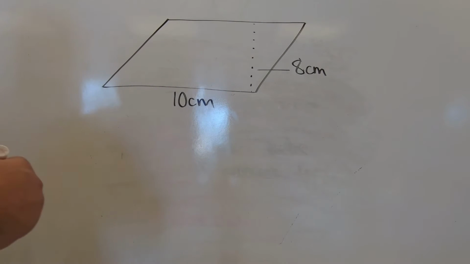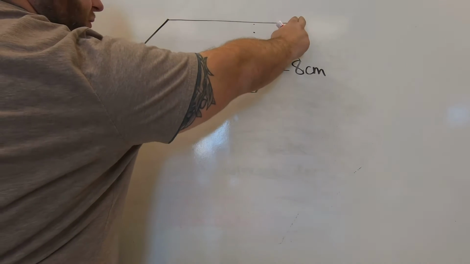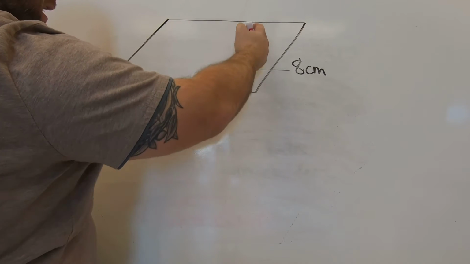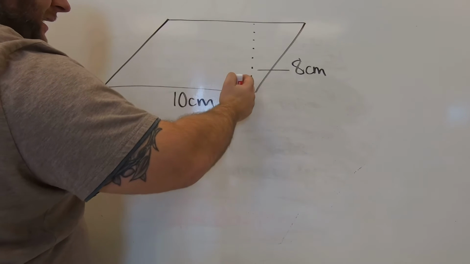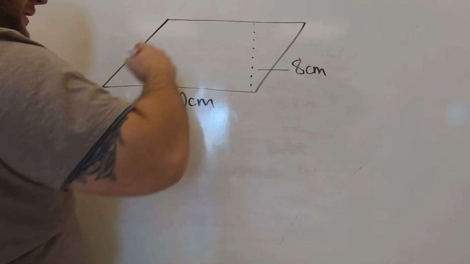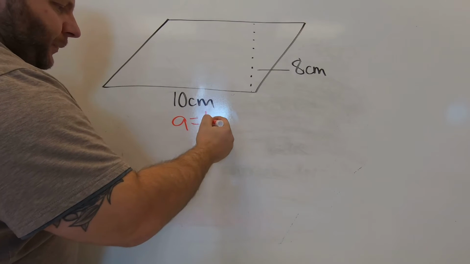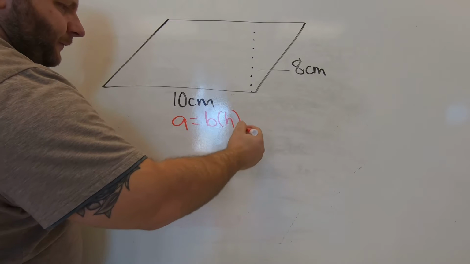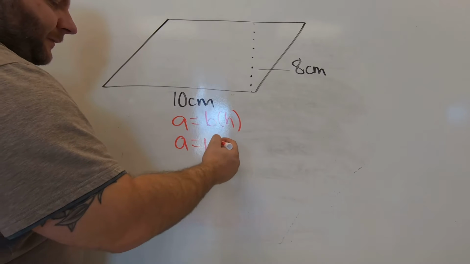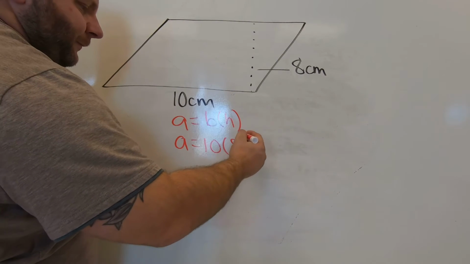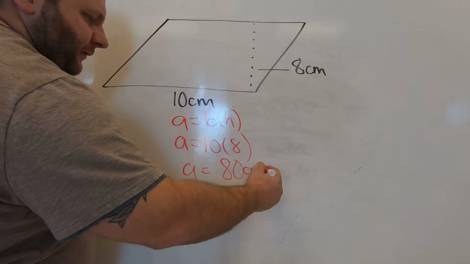So here is our parallelogram. We have a base of 10, which means this base is also 10, and the height is 8. Remember, this is the side length, not the height. This is the height, the distance from this base to this base. So we use our same formula, area equals base times height. And we fill in the blanks: area equals 10 is the base, height is 8, and 10 times 8 gives us 80 centimeters squared.